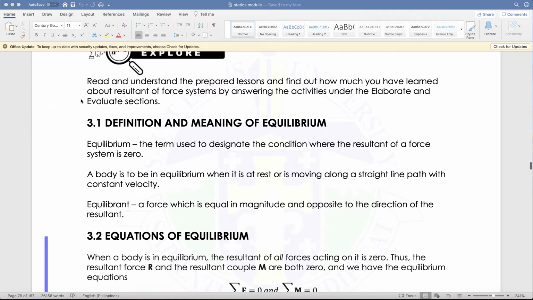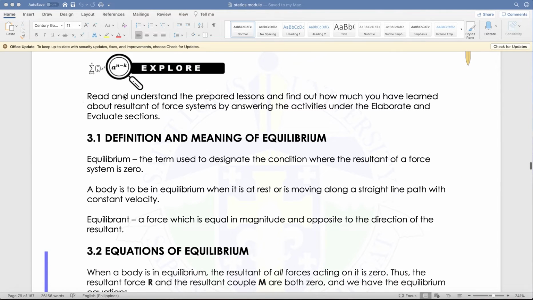Going to explore, read and understand the prepared lessons and find out how much you have learned about resultant of force systems by answering the activities under the elaborate and evaluate sections. From the previous examples, we were able to solve the resultant of a force system or the resultant of a moment. By now you should already be able to understand how to solve those problems.